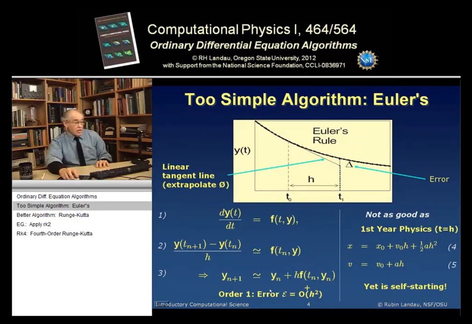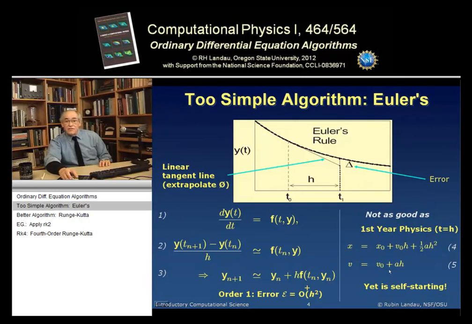So on equation 3, we actually have the algorithm. The algorithm says the solution at any time n plus 1, and this could be all the components simultaneously. So even though it's simple, it solves everything simultaneously, and computers love to do that. It is equal to the solution at the previous time n plus h, the step size, times this derivative function evaluated at the initial conditions.